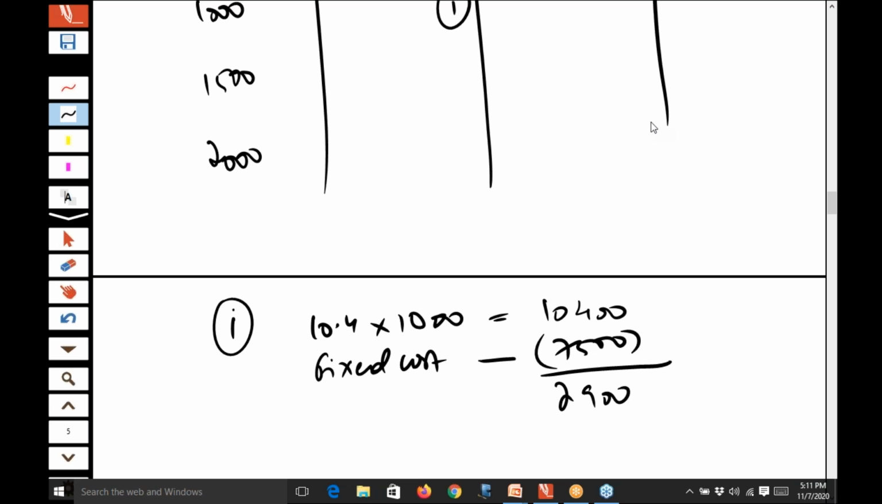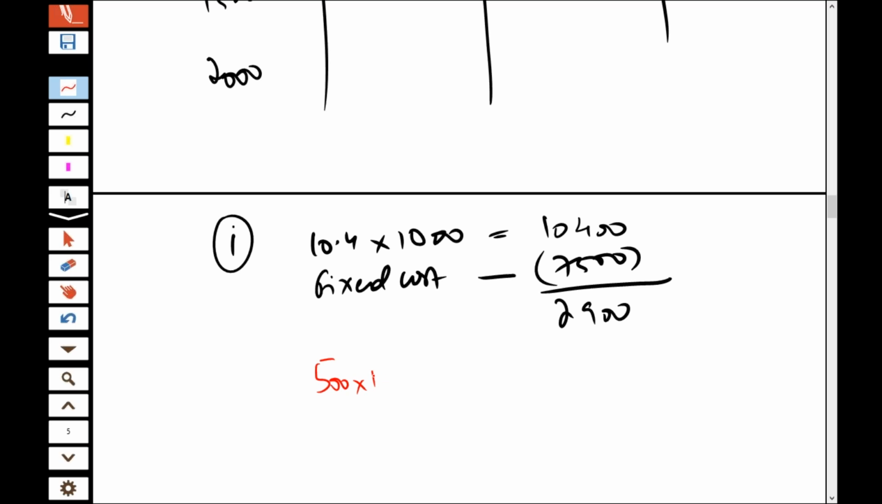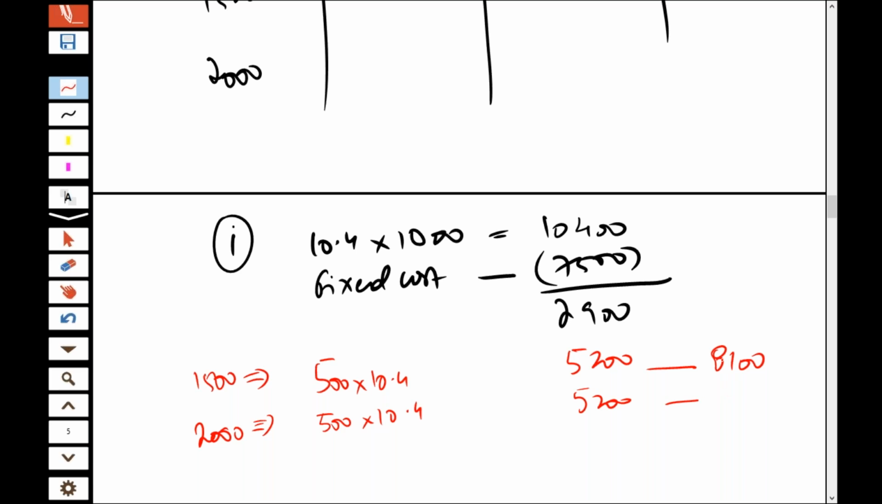Now, if I talk about the 1,500, there has to be a contribution of 500 more units added up, so it's actually going to be 5,200. For 2,000, the fixed cost remains the same. You have an additional 500 units being sold at 10.4, so this is also going to be 5,200. If we add this 5,200 into it, it becomes 13,300.